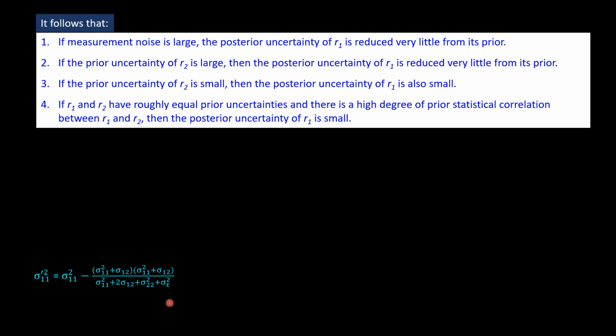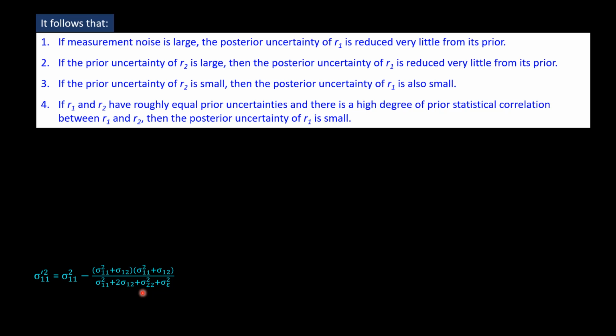Well, the first conclusion, if measurement noise is large, the posterior uncertainty of R1 is reduced very little from its prior. Once again, this is not surprising. If a measurement is drowned in noise, it doesn't help us much. Point number 2. If the prior uncertainty of R2 is large, that's this term, then the posterior uncertainty of R1 is reduced very little from its prior. Point number 3. If the prior uncertainty of R2 is small, then the posterior uncertainty of R1 is also small.